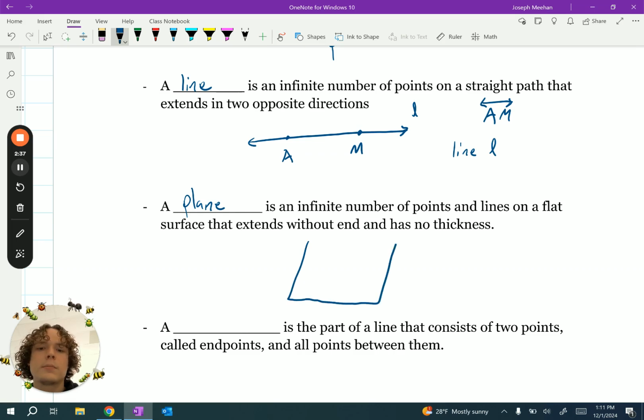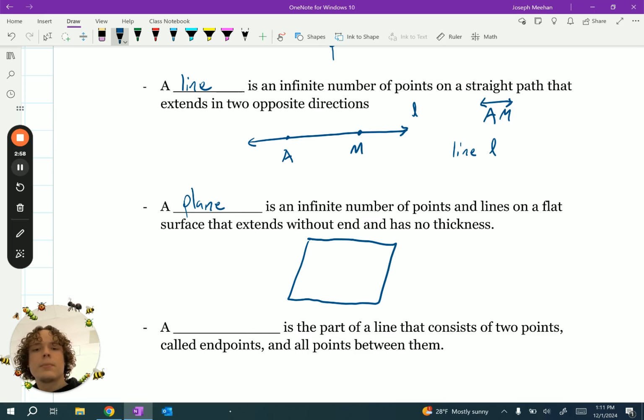The way we represent this is kind of just like a flat polygon. There's no good way to represent like a flat surface in 2D, so we just kind of draw a polygon. A plane is just a flat surface. So you can imagine like your desk that you're working on, flat surface, that's a plane. But this plane extends infinitely in all directions without end.